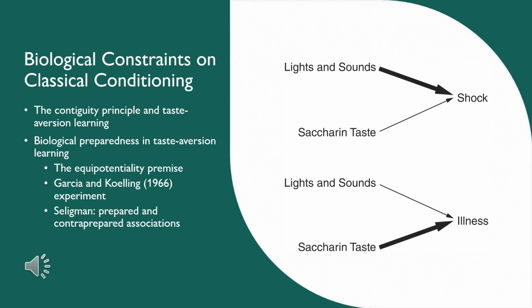The contiguity principle, as well as taste aversion, is what we cover here. The contiguity principle suggests that for learning to occur, a stimulus and a response, or two stimuli, must be closely associated in time. So in classical conditioning, it's believed that the closer the conditioned stimulus and the unconditioned stimulus are presented together in time, the more likely conditioning will occur, right? So we present them simultaneously.